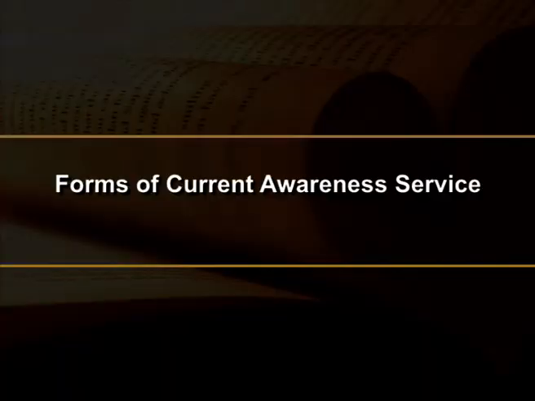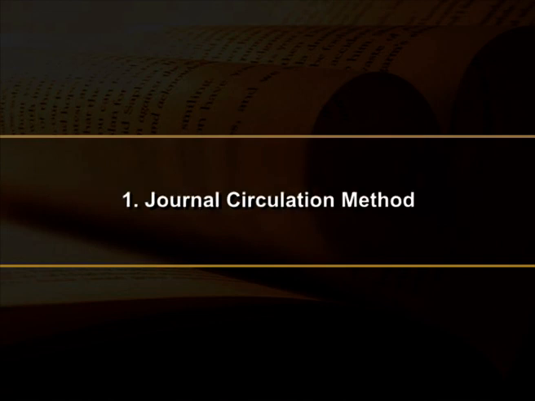Current awareness service is being disseminated to its users by various methods. These methods are known as forms of current awareness service. Now, let us have a brief description of this method. Forms of current awareness service. 1. Journal circulation method. This is the most basic form of dissemination of current information practiced traditionally in a library.